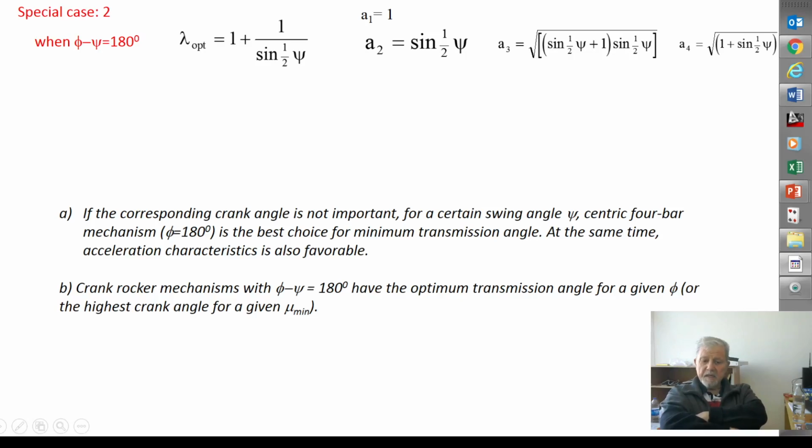Another thing is, if you have to have a certain angle phi, corresponding crank angle, meaning a certain time ratio, if that is absolutely necessary, in that case, select phi minus psi is equal to 180 degrees, meaning determine psi, the swing angle, accordingly. That will give you the best transmission angle characteristics. Okay, these are the two rules of thumb if you want to use it.